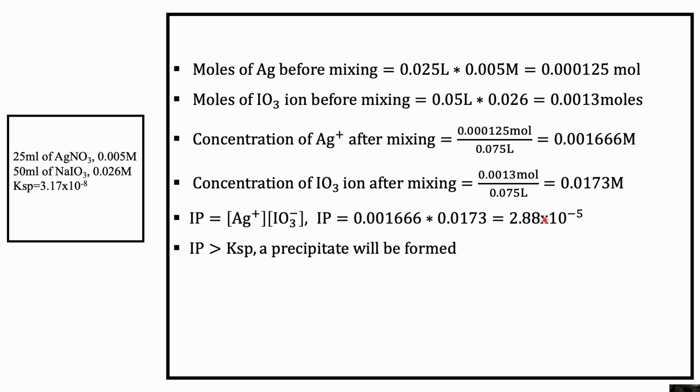We compare the ionic product with the Ksp. We see that the precipitate will form. After getting the precipitate, we see which ion is going to remain in the solution after forming a precipitate. So we get this concentration. We can see that the iodate concentration is higher and the silver concentration will be small. That means we get iodate concentration in excess. We calculate how much excess of this iodate there is.